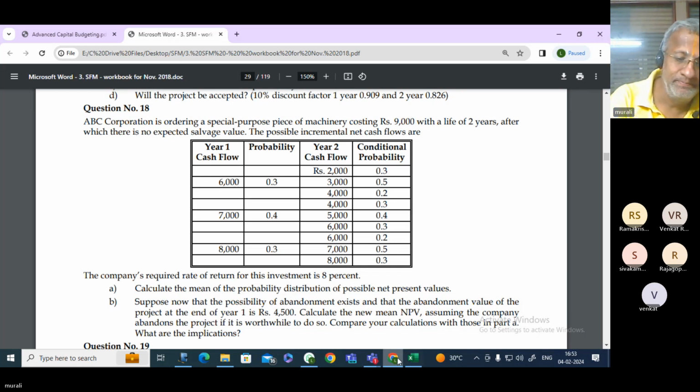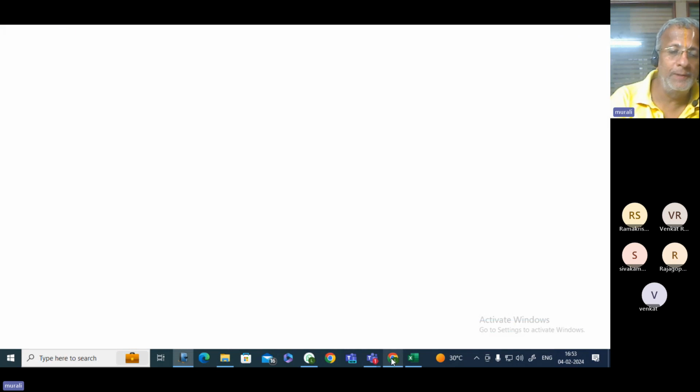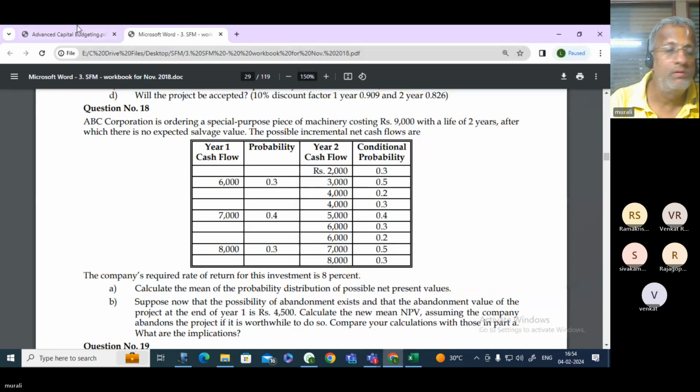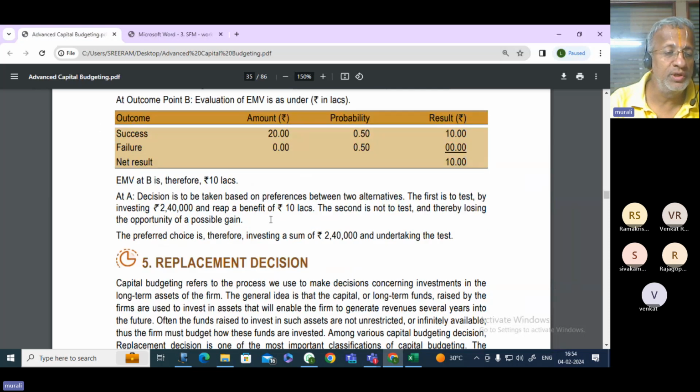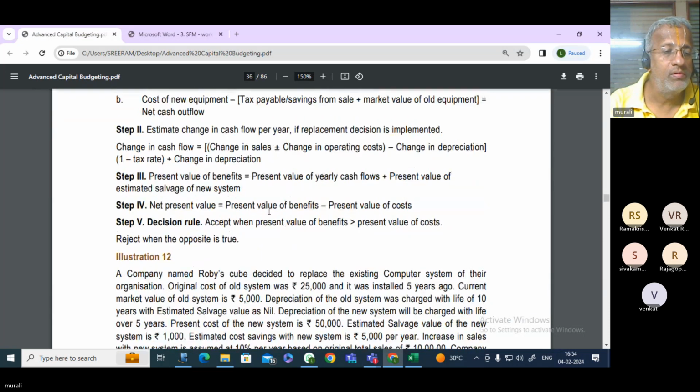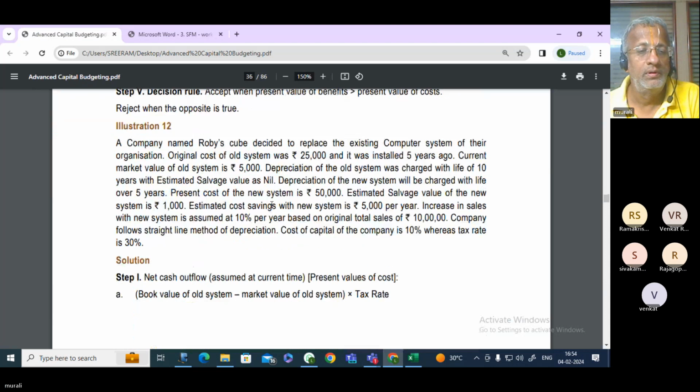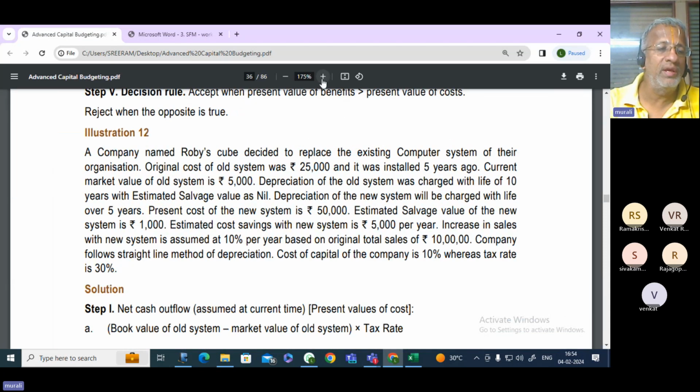Illustration 12. See, now, illustration 12. Illustration 12 is not a decision tree, I think so. Anyway, I will just take it up. Illustration number 12. Venkatraj will read out this problem.